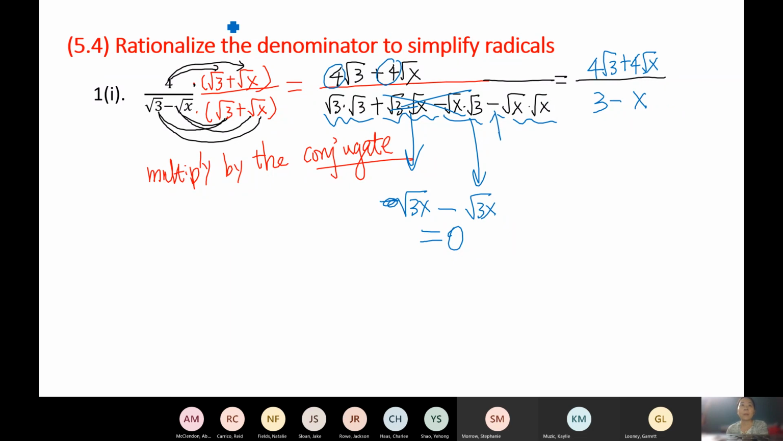Okay, and again, why do we call this rationalize the denominator? Because originally you can see you have radicals, which is irrational, and the answer 3 minus x, no radicals, it's called rational. Numerators can contain radicals. It's just a rule that we don't want the denominators to contain radicals.